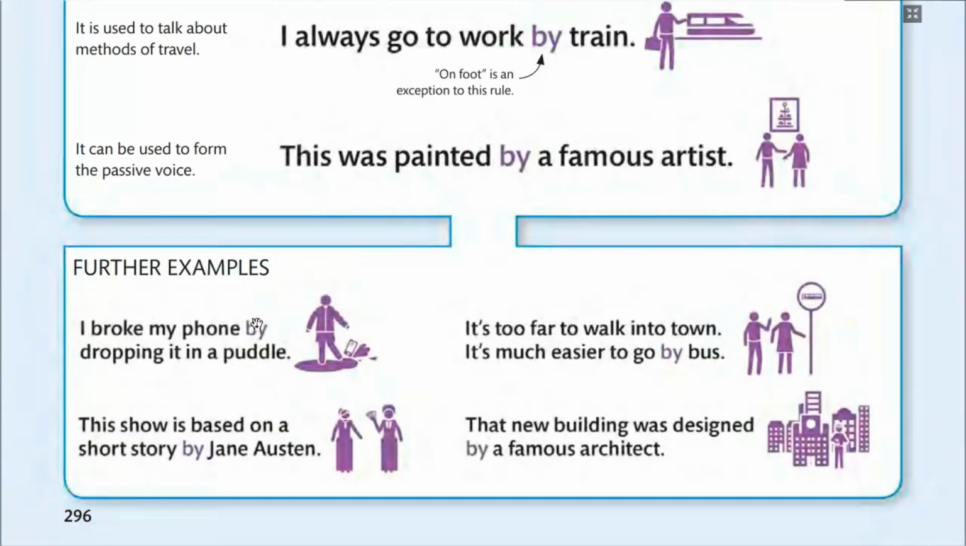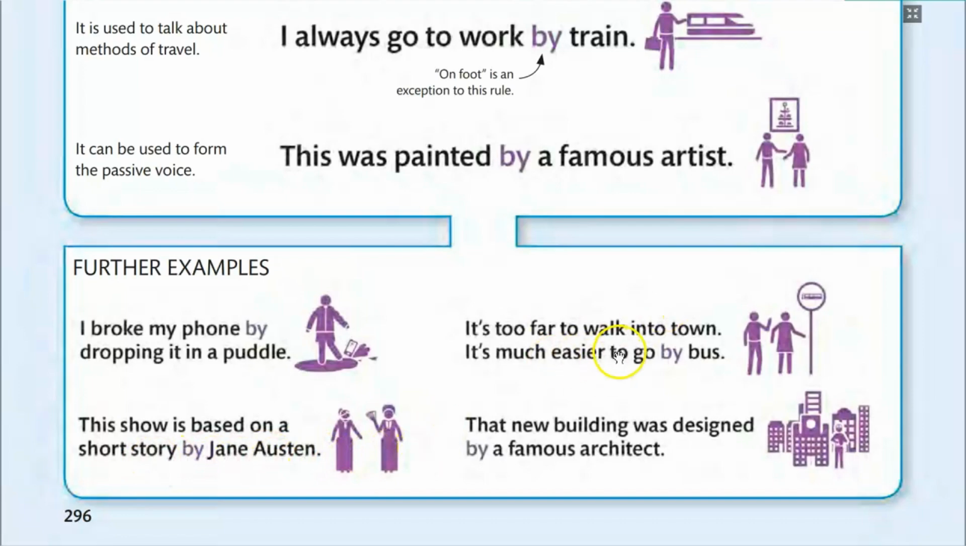Let's take a look at further examples. I broke my phone by dropping it in a puddle. Action that results in what? The action is dropping your phone in a puddle. So what does that now lead to? The phone broke. This show is based on a short story by Jane Austen, that is written by Jane Austen.